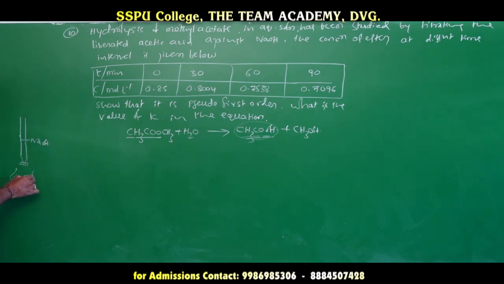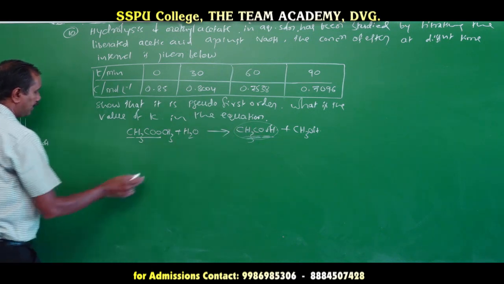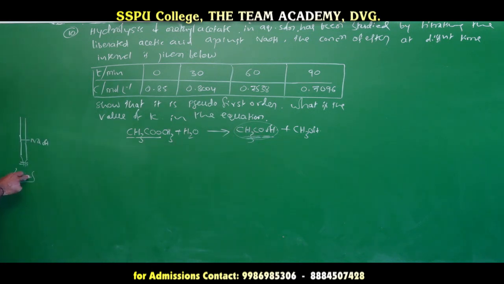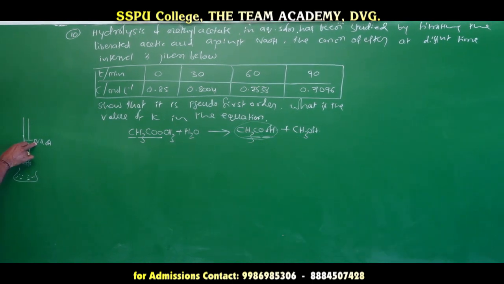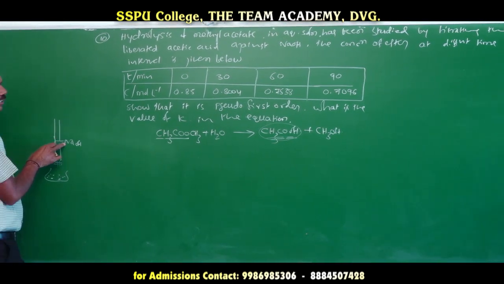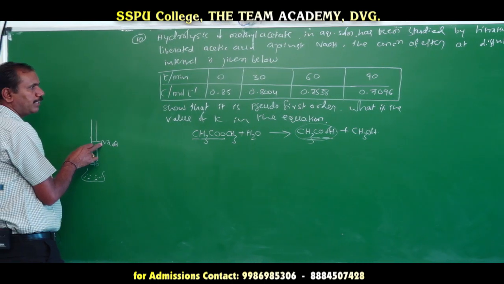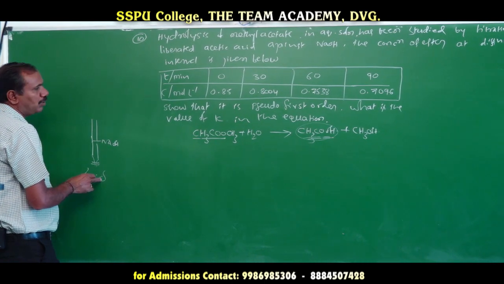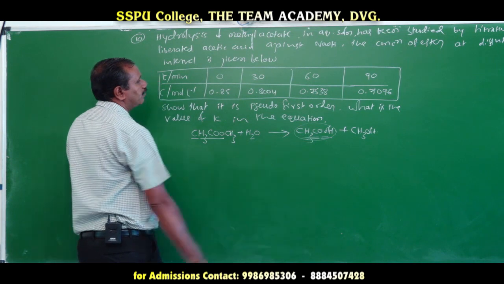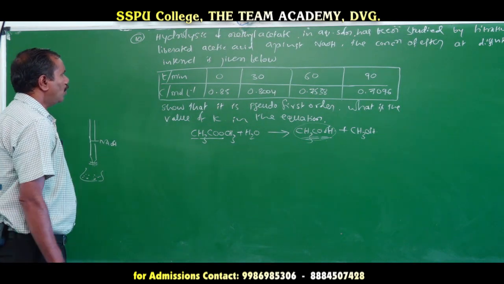Why titrate it with NaOH? As the time increases, there is a formation of acetic acid. Whatever quantity of acetic acid is formed, an equal quantity of sodium hydroxide will react. So, if 0.1 molar of acetic acid is formed, 0.1 molar of NaOH will be consumed. The amount of NaOH consumed equals the amount of acetic acid formed.